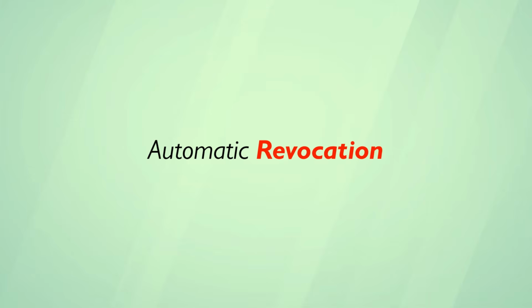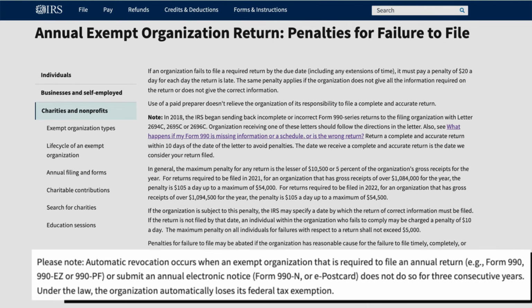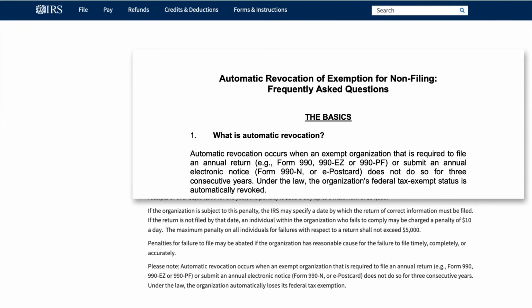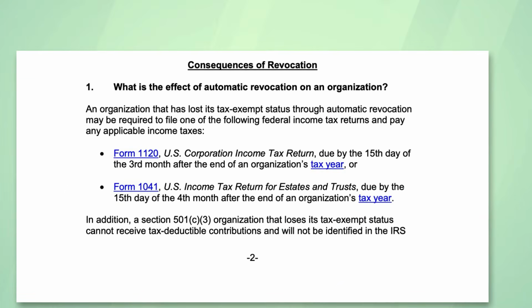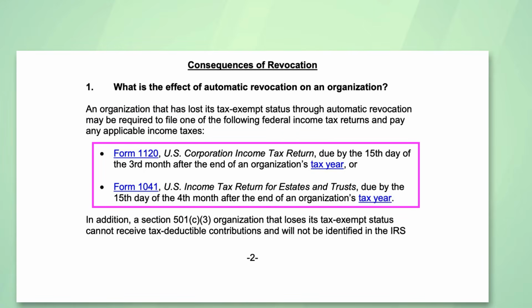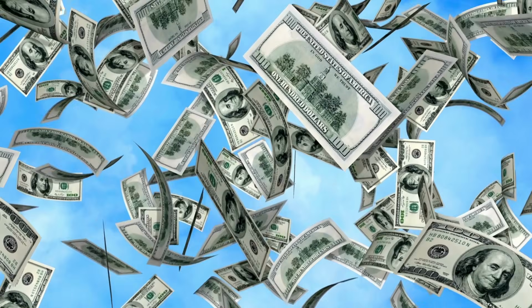What is automatic revocation? If an exempt organization fails to file for 3 consecutive years, it will lose its tax exemption status on the due date of the 3rd annual return or notice. It's called automatic revocation. Automatic revocation happens to all Form 990 filers. An organization that has lost its tax-exempt status through automatic revocation may be required to file Form 1120 or Form 1041 U.S. federal income tax returns and pay any applicable income taxes.